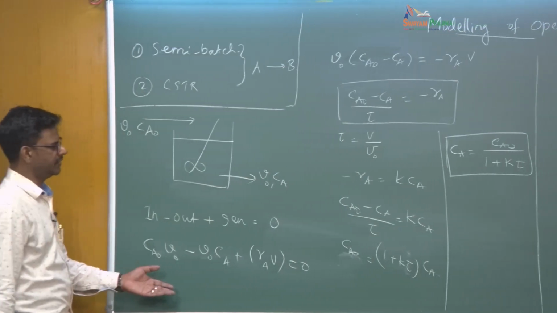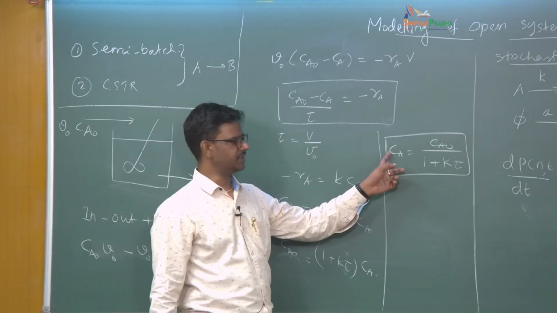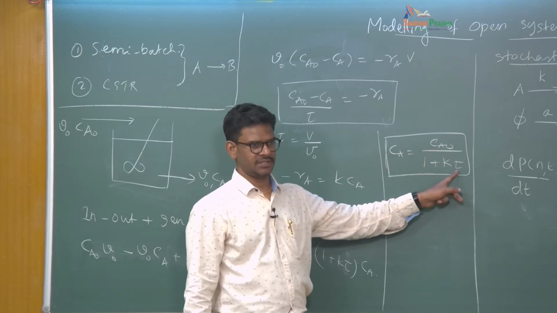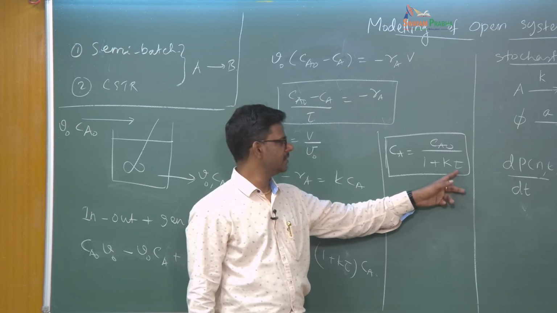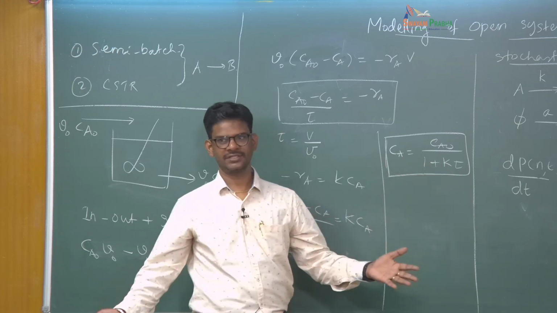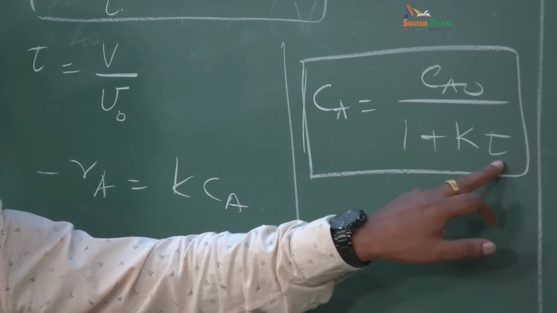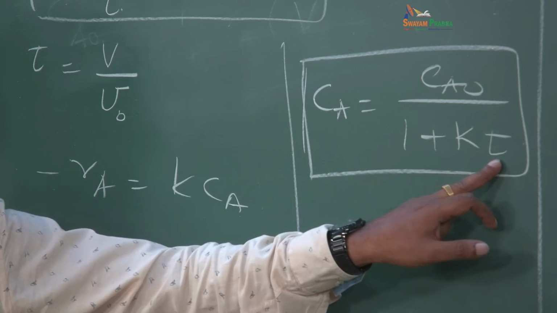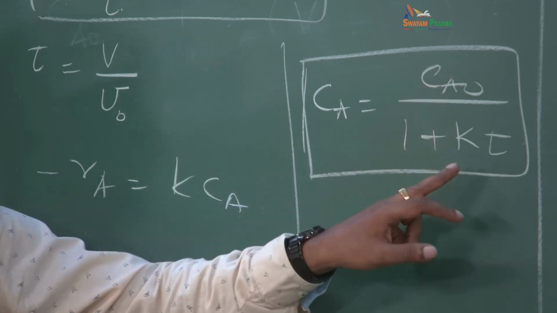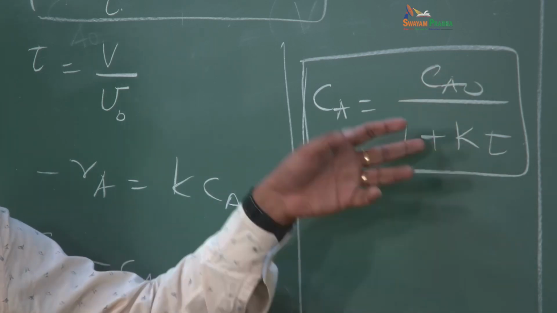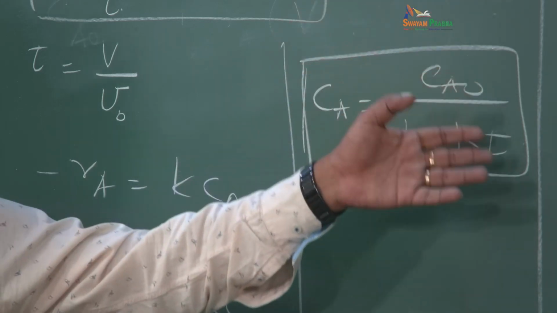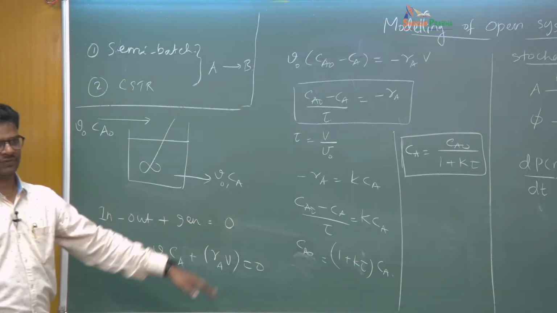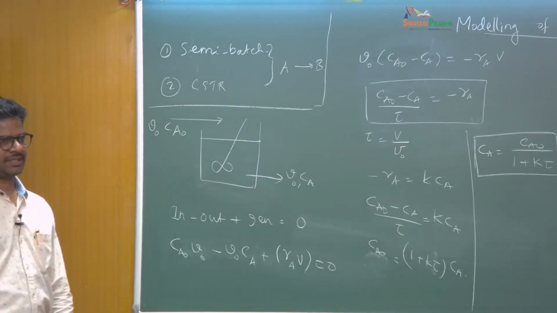you would get the concentration in the reactor as Ca naught divided by 1 plus K tau. K is the rate constant, tau is the space time of the reactor. So by designing a reactor with a larger or smaller volume, you can change this tau, or for a fixed volume, you can change the volumetric flow rate and change tau. Ca naught is also under your control. K you can change by temperature. So you have some option to manipulate each of these variables. Accordingly, the steady state concentration in the reactor will change. Okay, so this is how we handle CSTR at steady state.